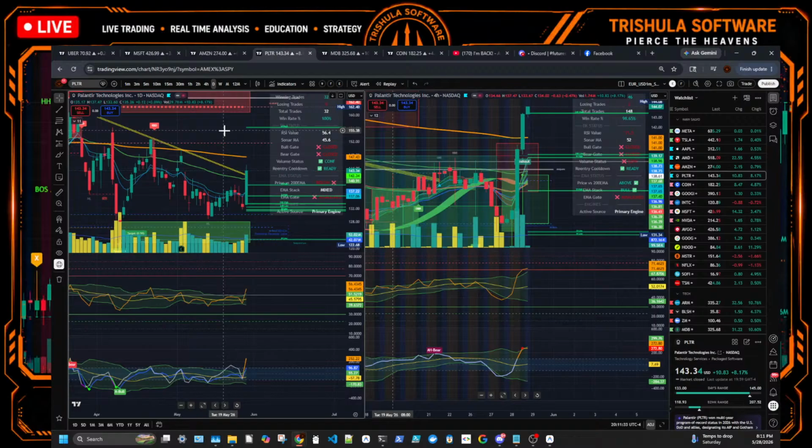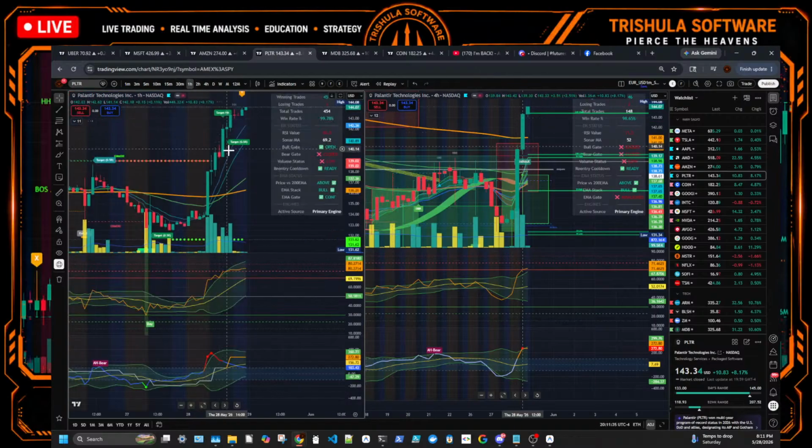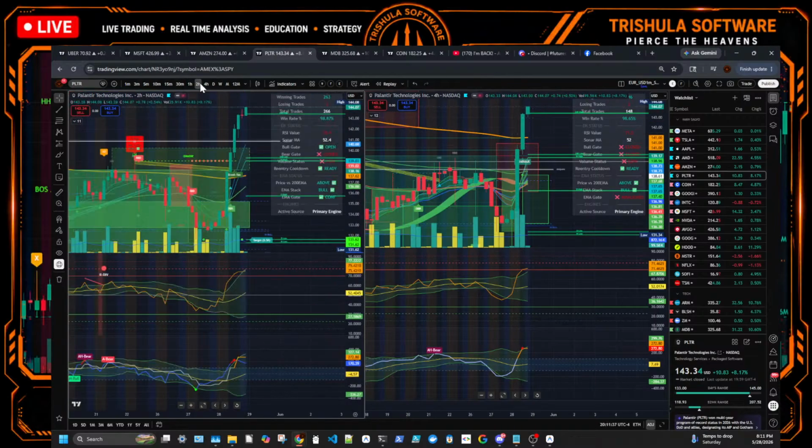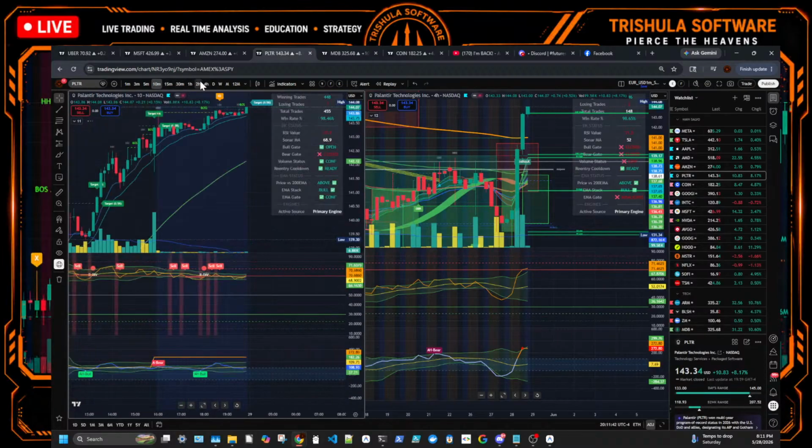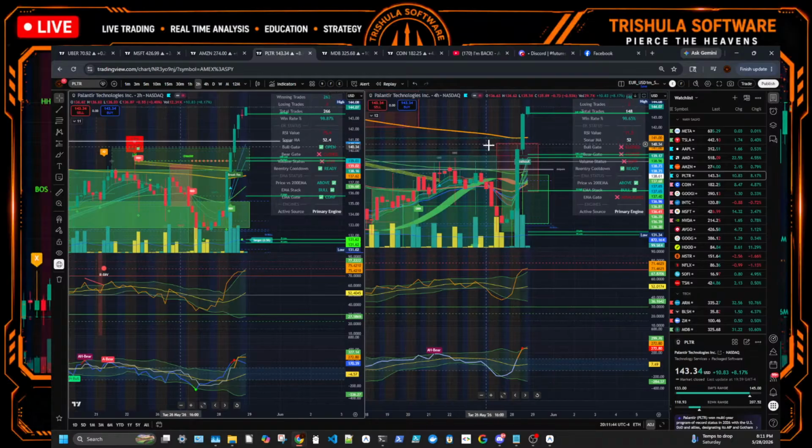Basically caught, where's that 2 hour candle? Basically I hit from 138.04 and I got out at about 141.32. That was about a 60% trade win for us.